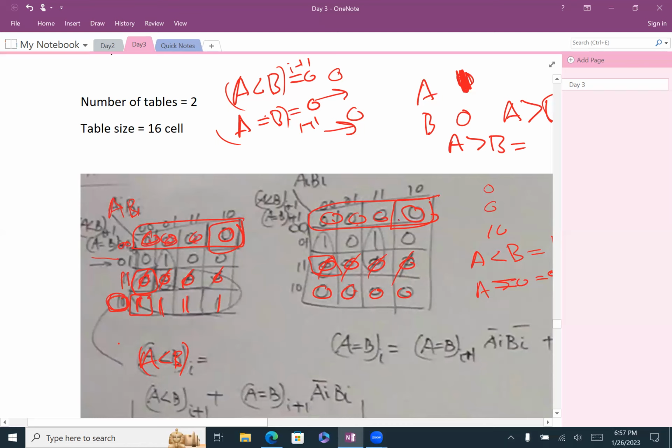All right? So now let's go to the middle one, which is more tricky. Okay, let's go to the middle one. Let's go to this one.